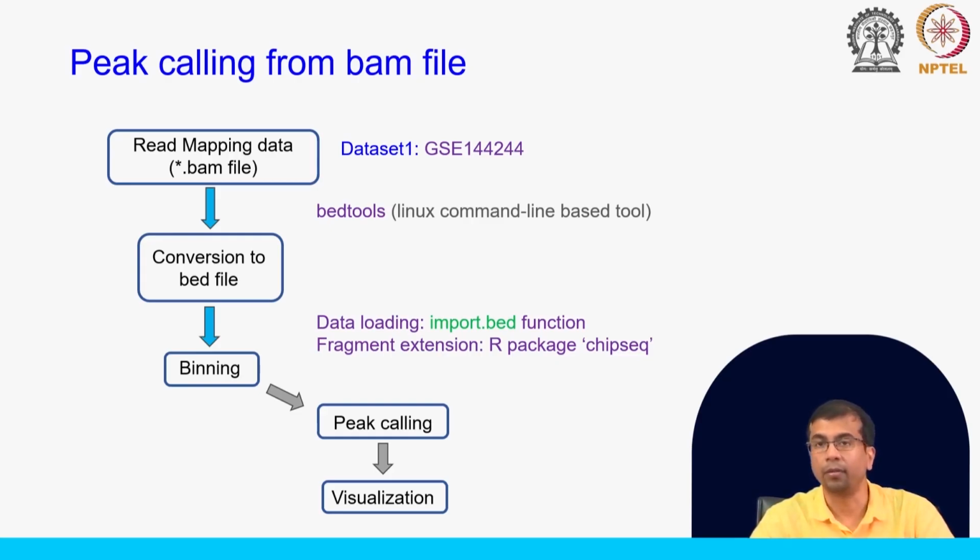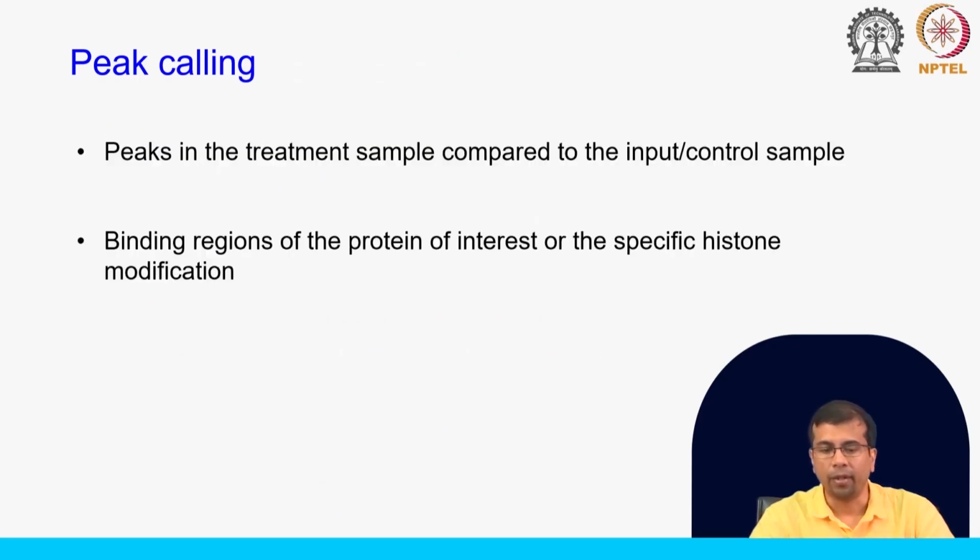We will first look into the data set that we have generated, the bed files that we have modified, and then we will load the data using the import bed function, using the fragment extension, from the R package ChIP-seq. Then we will follow that up with the peak calling part. We will have to call peaks in the treatment sample compared to the input or the control. Here we have a specific H3K methylation that we are working with, versus the input control. We will use peak calling based on the input control, and that will give us the likely binding regions of the protein of interest or the specific histone modification mark.